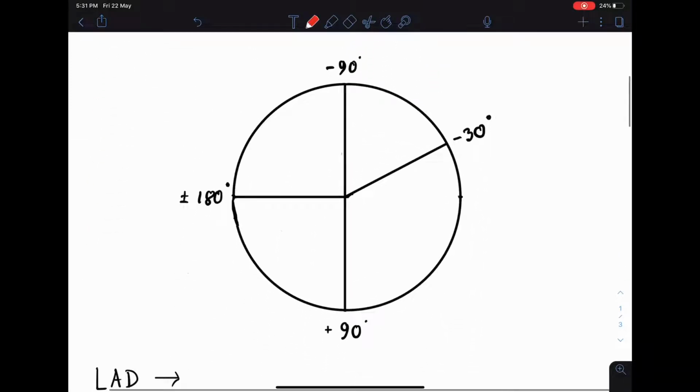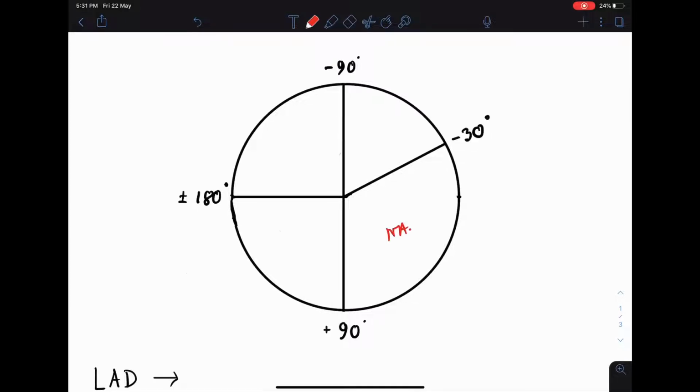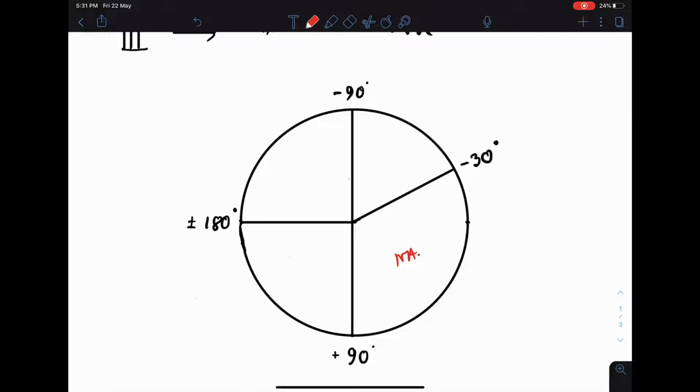Now the normal QRS axis is between minus 30 to plus 90 degrees. If the QRS axis is between minus 30 to minus 90, it is known as left axis deviation. If the axis is between plus 90 to plus or minus 180, it is known as right axis deviation. And if the axis is between minus 90 to plus or minus 180, it is known as extreme axis deviation. This is also known as northwest axis.